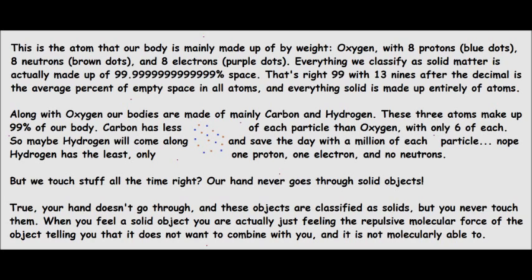Along with oxygen, our bodies are made of mainly carbon and hydrogen. These 3 atoms make up 99% of our body. Carbon has less of each particle than oxygen, with only 6 of each. So maybe hydrogen will come along and save the day with 1,000,000 of each particle so we can be solid. Nope, hydrogen has the least. Only 1 proton, 1 electron, and no neutrons.